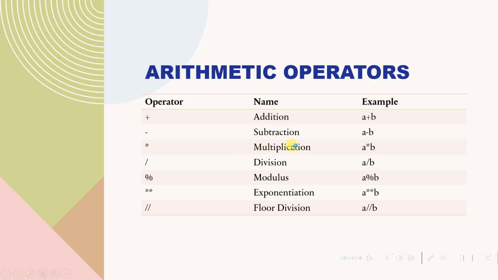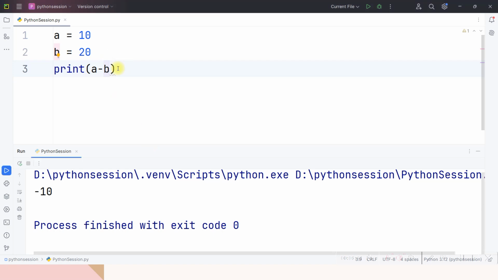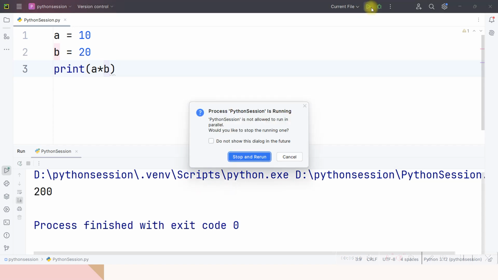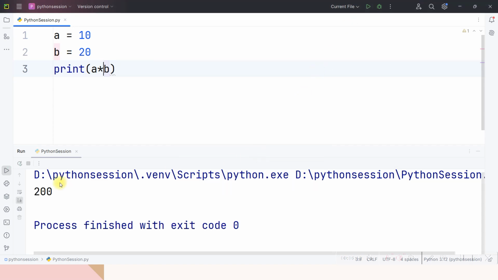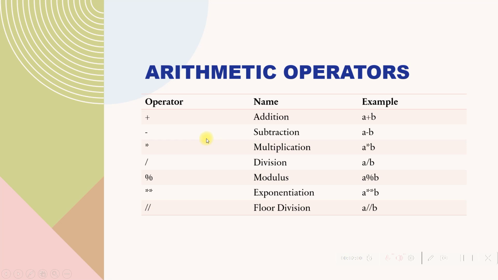Then we have the third operator, which is the multiplication operator, and it is denoted with the asterisk sign. We'll remove this minus, put the asterisk here and run our code again. You can see we are getting the response as 200, because 10 into 20 becomes 200.